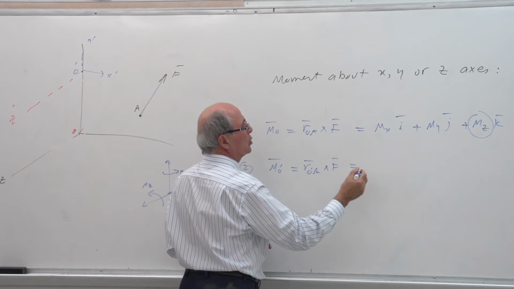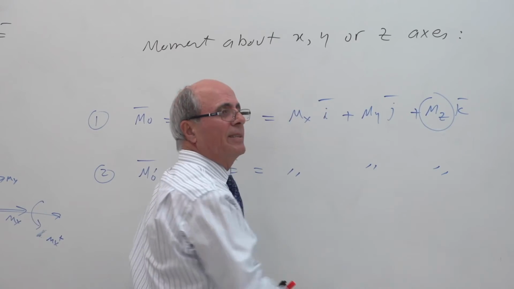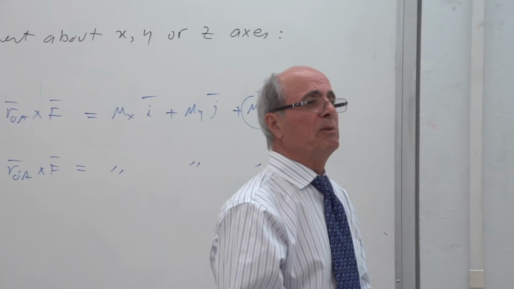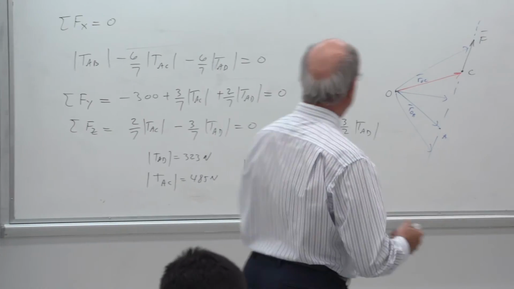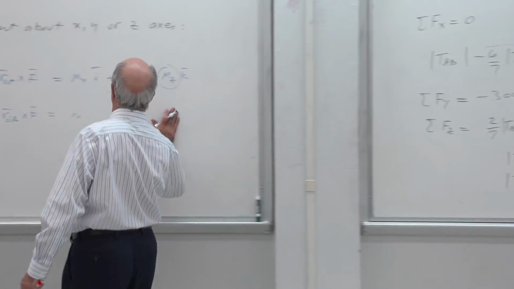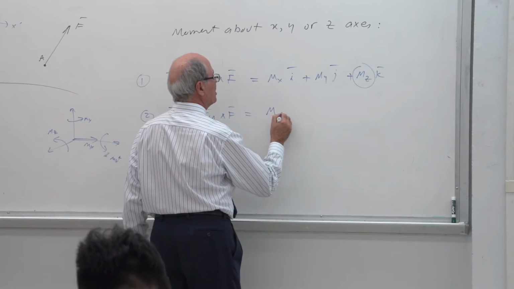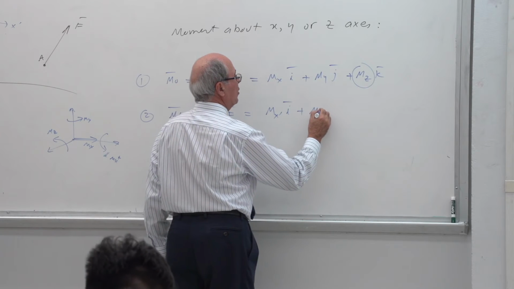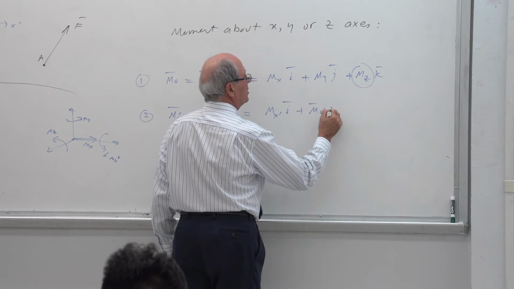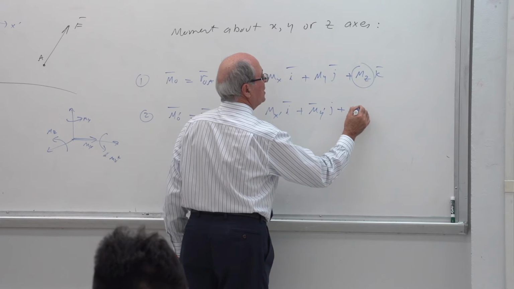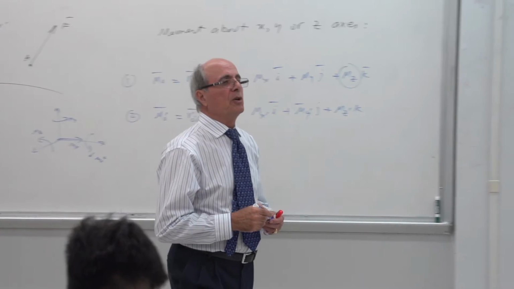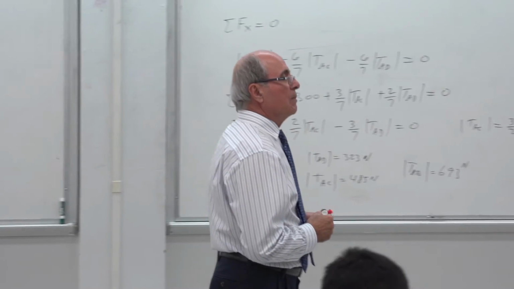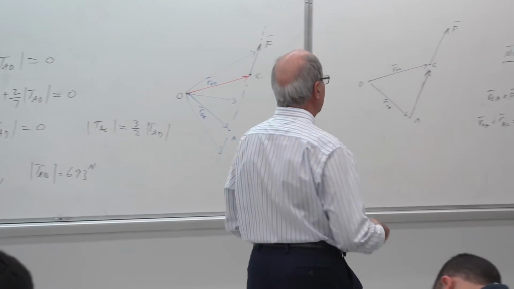But that one also gives me MX, MY, and MZ. This one would not be MX, it would be MX prime, MY prime, and MZ prime. Let me write it down. So this becomes MX prime i plus MY prime j plus MZ prime k. So that is the technique we are going to use there. Correct? And you have a couple of them in your homework.